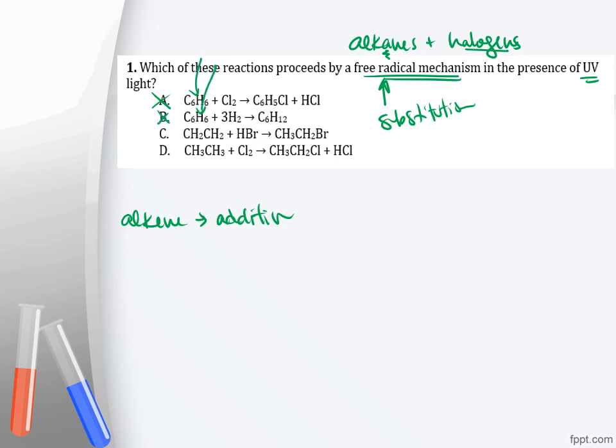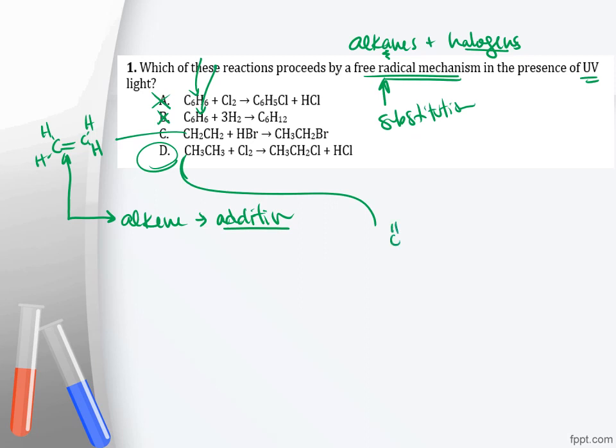Also benzene. These two are looking promising, but CH2, CH2, only 2 H's on each C. Remember that carbon needs a valence of 4, and right now each of these carbons only has 1, 2, 3 bonds, which means this is a double bond. This is going to be the alkene that's going to go through an addition reaction, even in the dark. And so our answer is going to be this one.